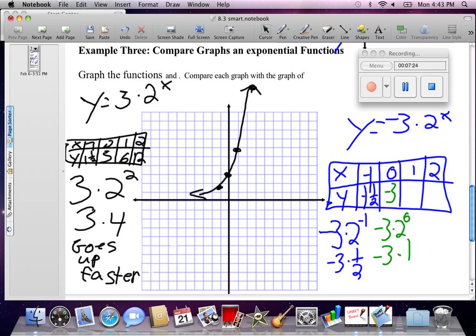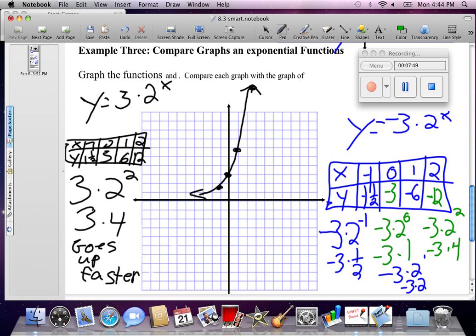We should be seeing a pattern, how they're different. Then we plug in 1. We have -3 times 2 to the first power. We get -3 times 2, which gives us -6. And then we're going to plug in 2. We get -3 times 2 squared. So we get -3 times 4, 2 times 2 is 4, and -3 times 4 gives us -12.